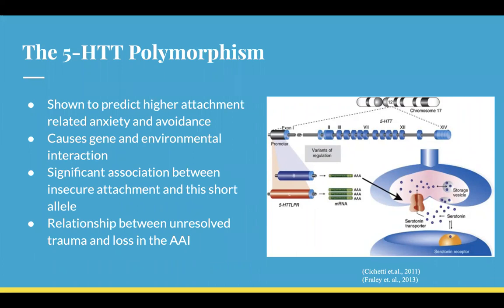And there is also a relationship between unresolved trauma and loss in the adult attachment interview, which is used in experiments to figure out adult attachment styles and the person's traits. And so they tend to see that there's a lot of unresolved trauma and loss in people that have this polymorphism.